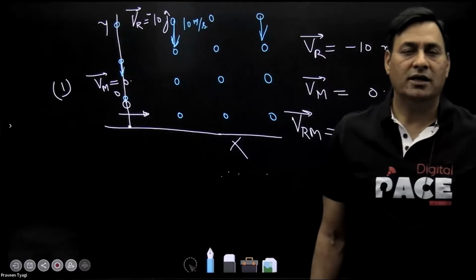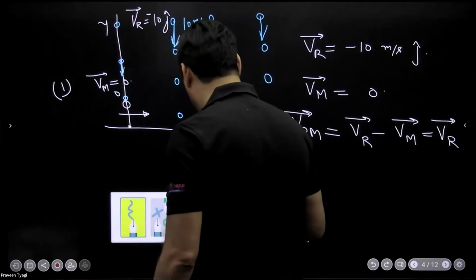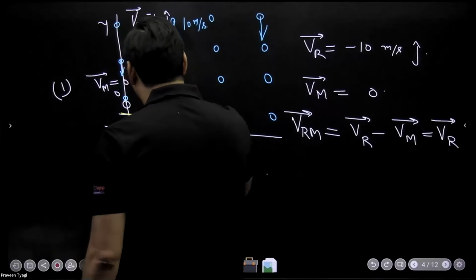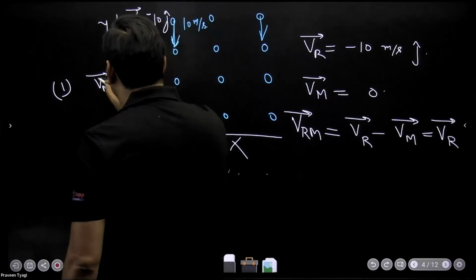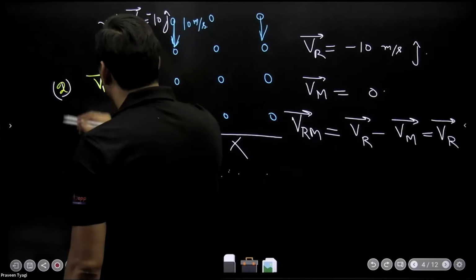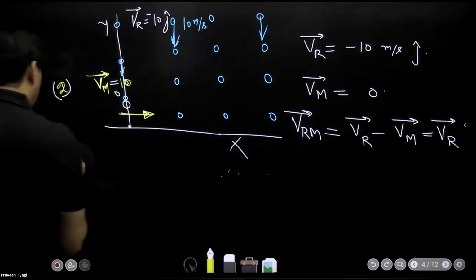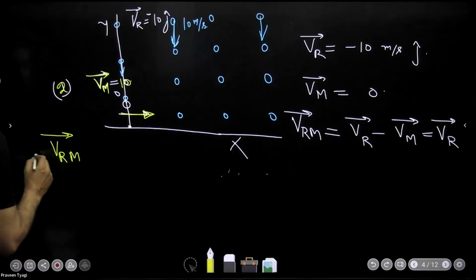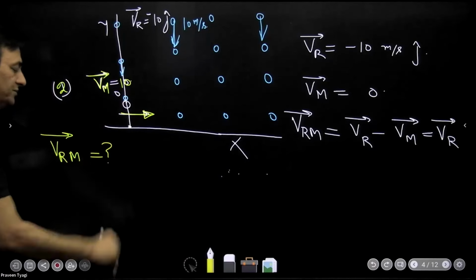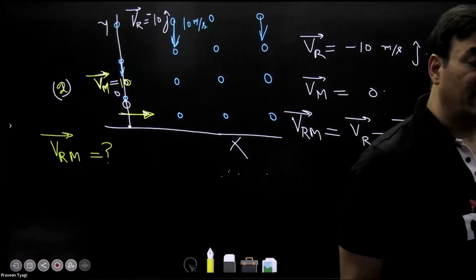Now the man starts moving with 10 meters per second horizontally in this direction. The man starts moving with 10 meters per second along the horizontal direction. Now the man's velocity is this in the second case. Now we are in the second case. You will tell me what will be the velocity of the raindrops as observed by the man. Let me see who will do it. What will be the velocity of the raindrops as observed by the man?